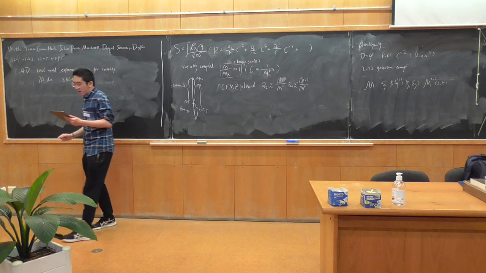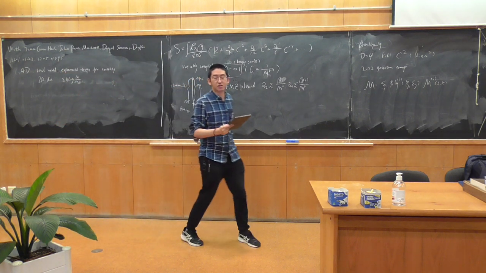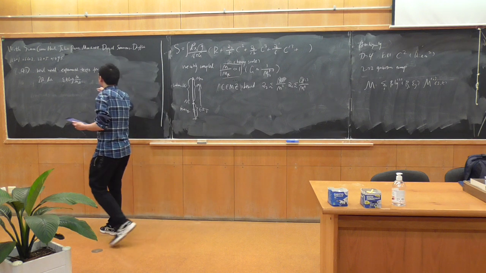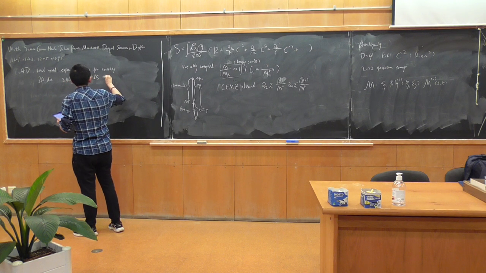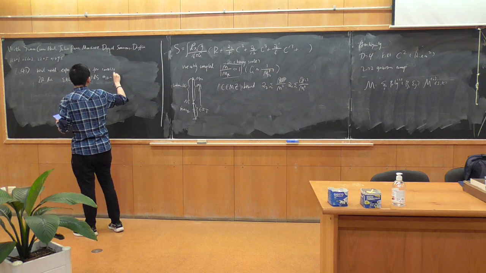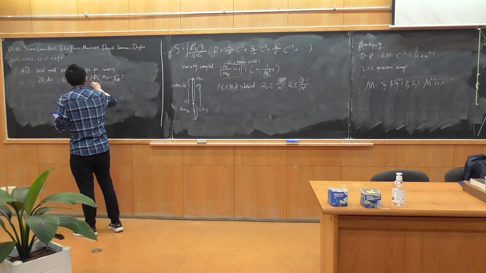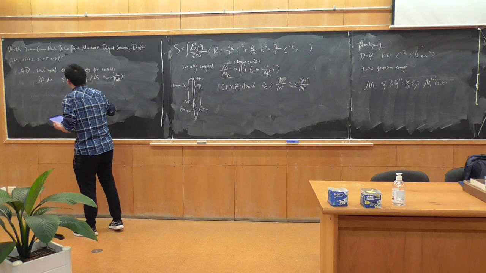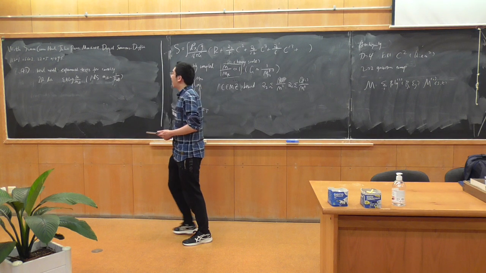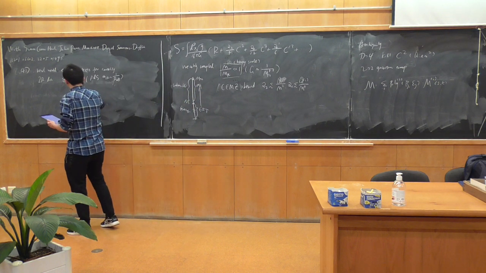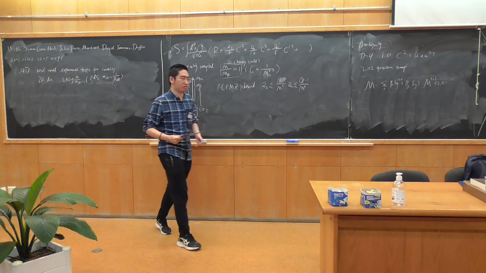But this IR divergence is probably fine because, for example, if we are interested in AdS, this IR cutoff could be just the AdS radius. And if we're in the real world, we can probably just replace this IR divergence by some sort of the Hubble radius.